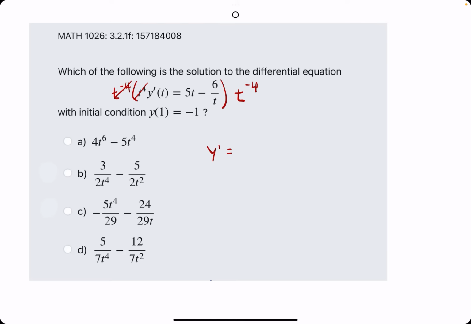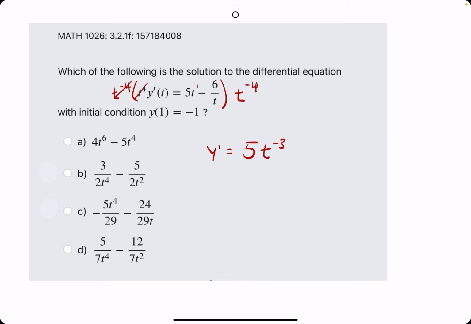And then 5t to the first times t to the negative 4, we can still apply the exponent rule. We add the exponents. 1 minus 4 is negative 3. So 5t to the negative 3, or 5 over t to the third. I will say it might help us out to keep it like this when we're taking the antiderivative.